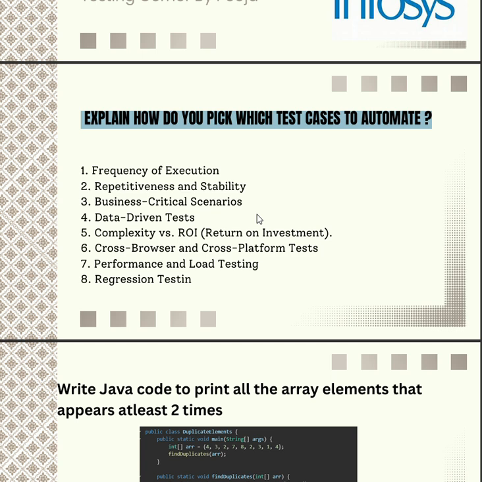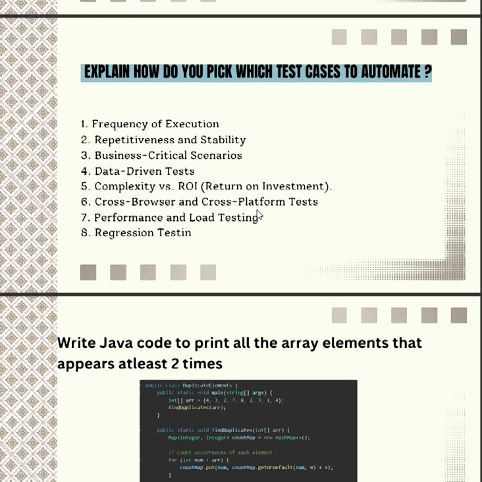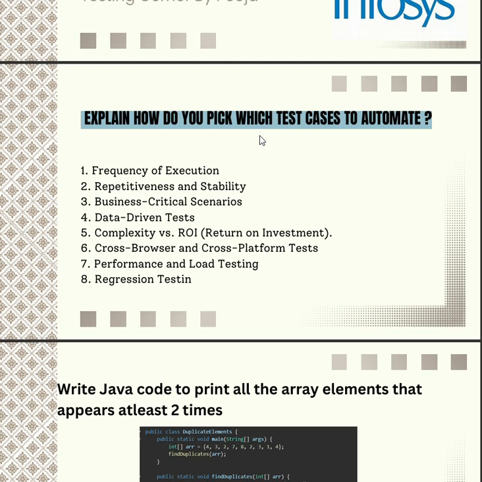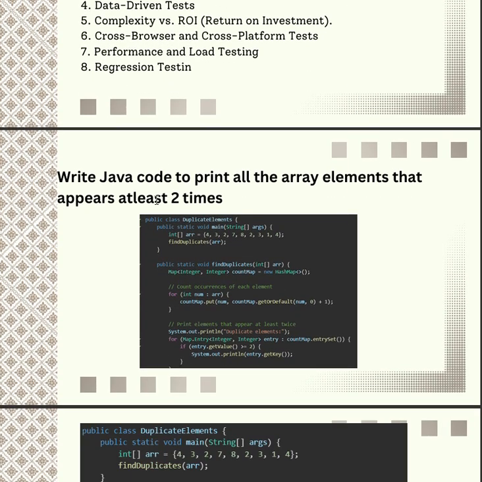By selecting the right test cases for automation, we ensure better test coverage, faster execution, and higher software quality. In this way, you have to explain each and every point in the interview. Now moving to the next question, and the next question is: write a Java code to print all the array elements that appeared at least two times.